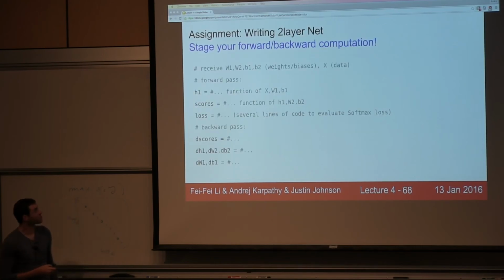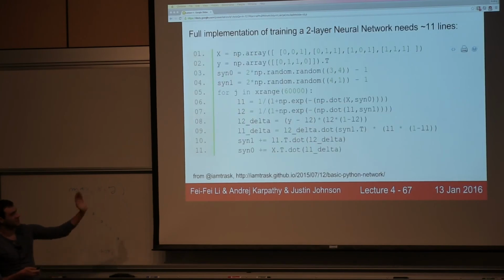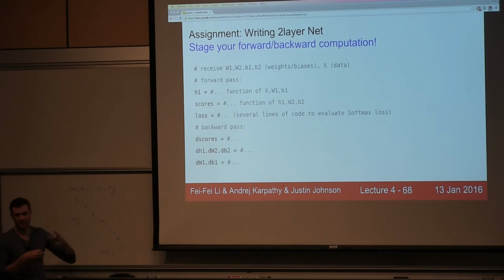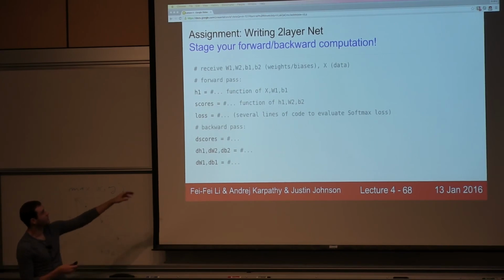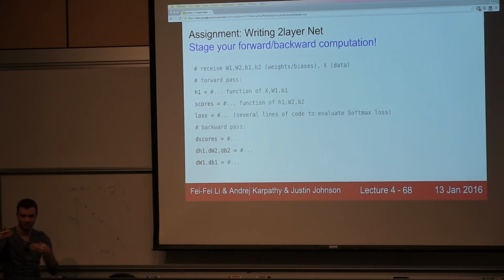Now I wanted to mention that you'll also be training a 2-layer neural network in this class. So you'll be doing something very similar to this, but you're not using logistic regression, and you might have different activation functions. But again, my advice to you when you implement this is to stage your computation into intermediate results, and then do proper backpropagation into every intermediate result.